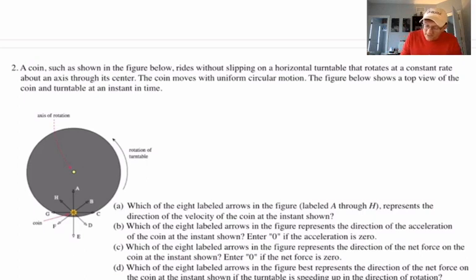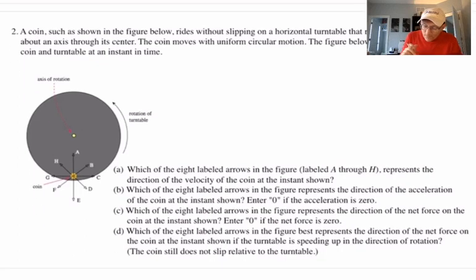Okay, here are the questions to consider. A, which of the 8 labeled arrows in the figure, you can see they're labeled A through H, you can see which way they point, which of the 8 labeled arrows in the figure represents the direction of the velocity of the coin at the instant shown? So when you go into Blackboard, you put part A, and then you put a letter, capital A through capital H, for the correct answer. Part B, which of the 8 labeled arrows in the figure represents the direction of the acceleration of the coin at the instant shown? But if the answer is acceleration is 0, just enter 0 for the answer.